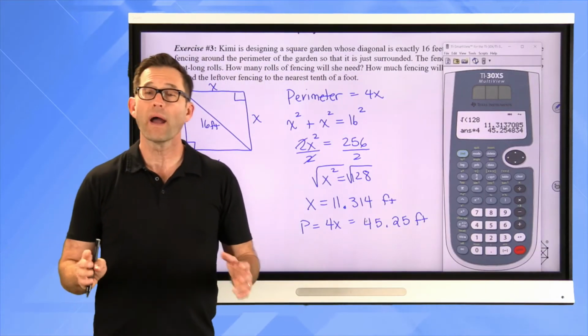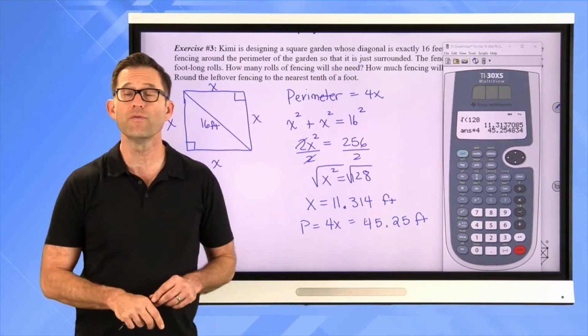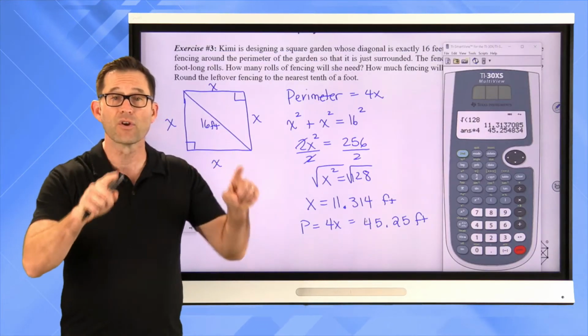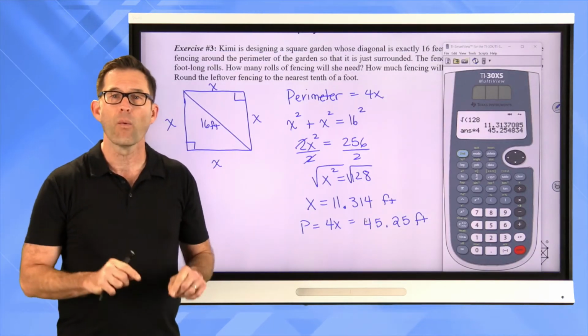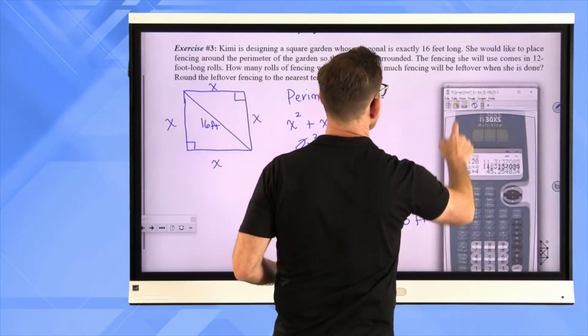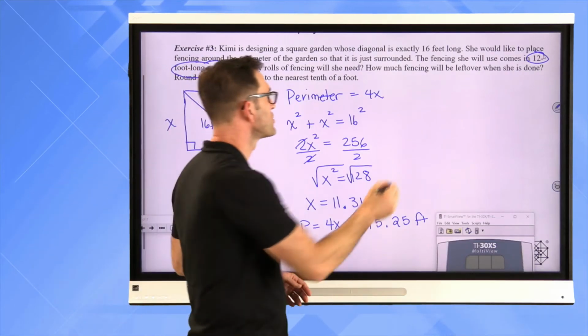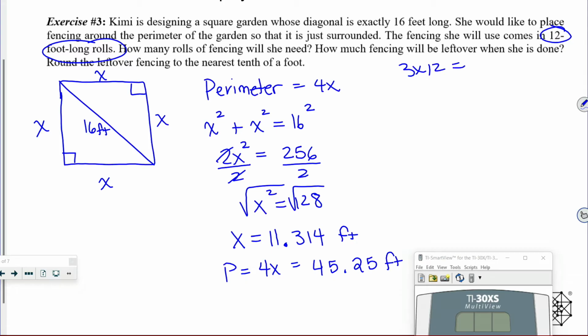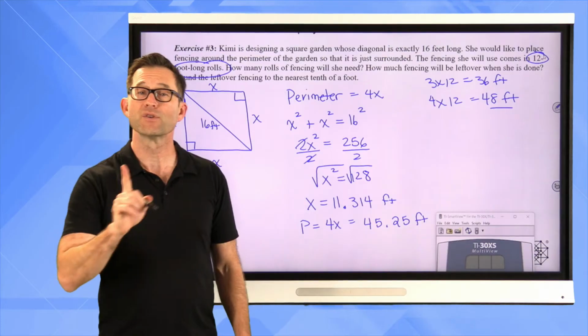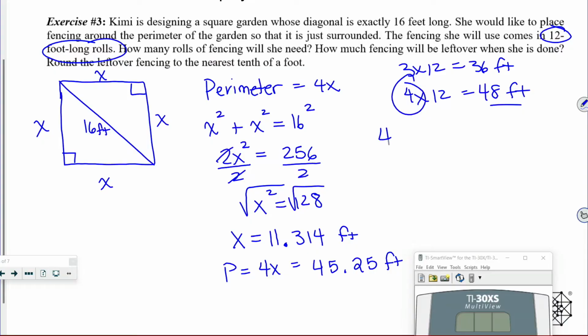All right, so I need 45.25 feet of fencing to go all the way around the square. Now, what I know is that my fencing comes in 12-foot long rolls. Now, 3 times 12 is 36 feet, so that's not long enough. 4 times 12 is 48 feet, and that is long enough, right? So I'm going to need 4 rolls of fencing.